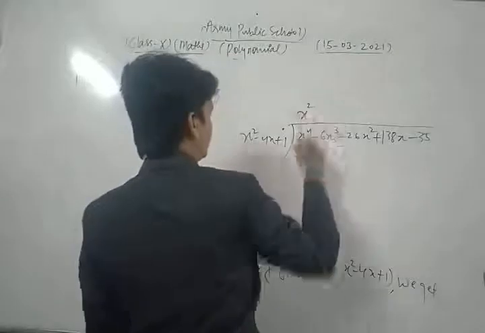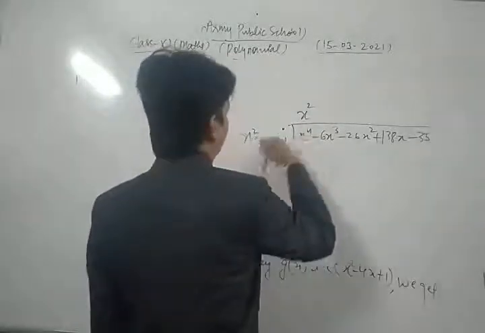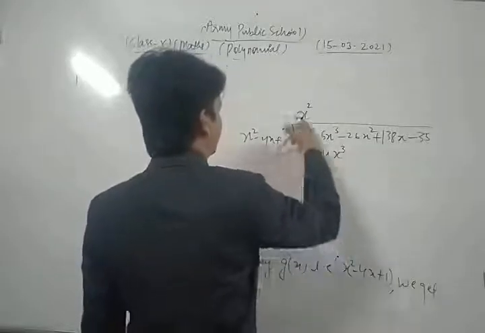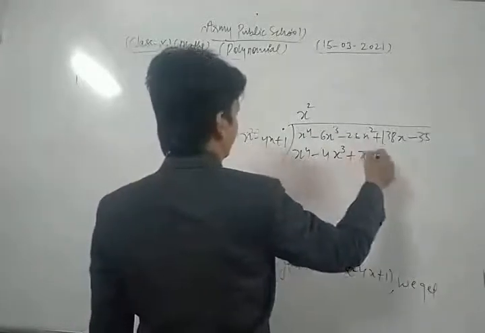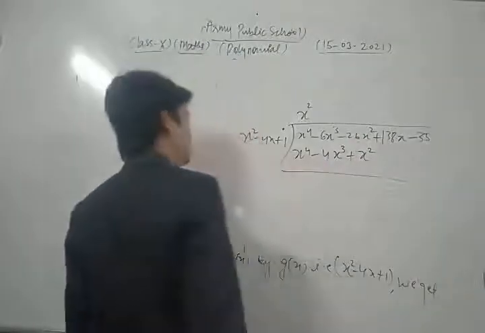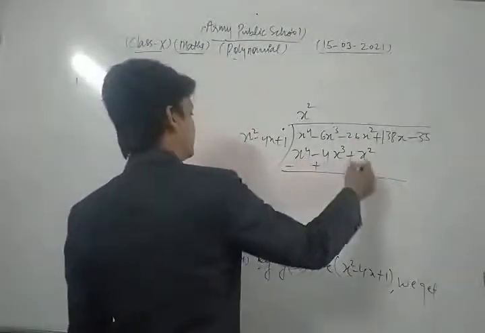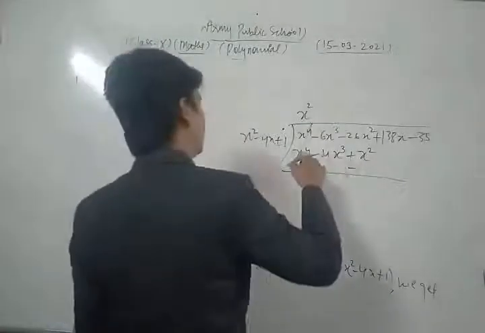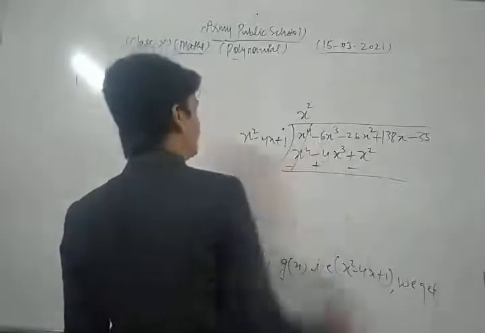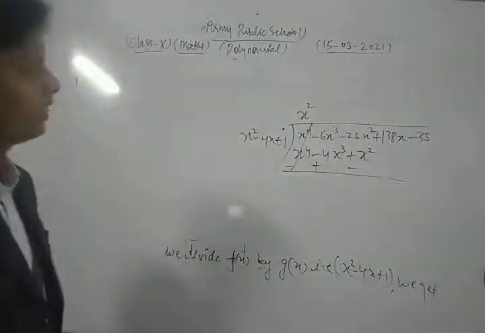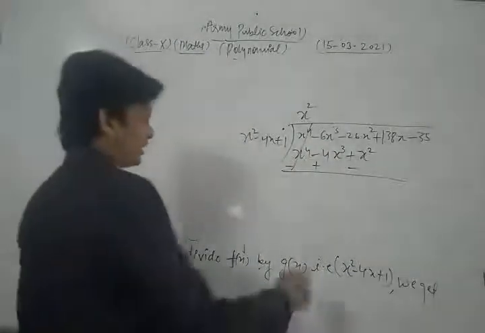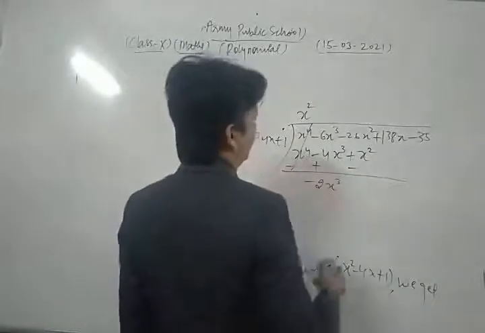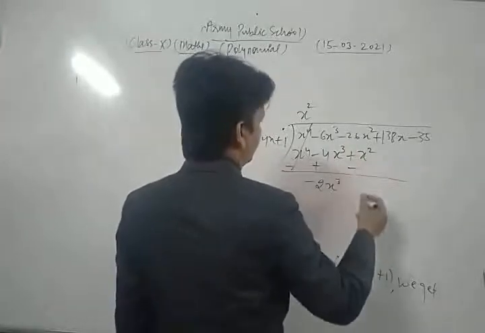So we take x square times, so this is x power 4 minus 4x cube, and plus x square. Now we change the sign, so these cancel each other. So this is plus 4x cube, this is minus 6x cube. So we get minus 2x cube now. 6 minus 4, that is minus 2x cube, and this is minus 26x square minus x square.